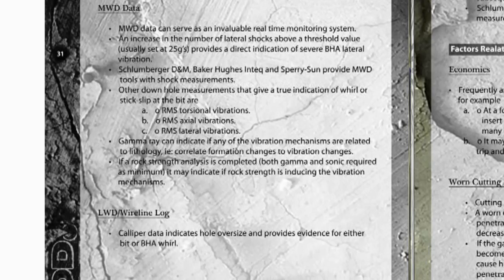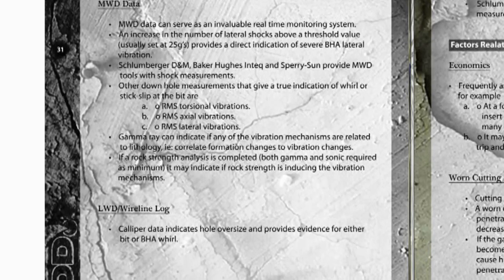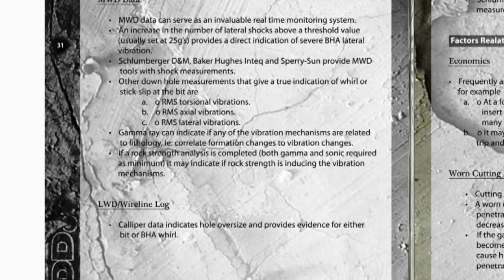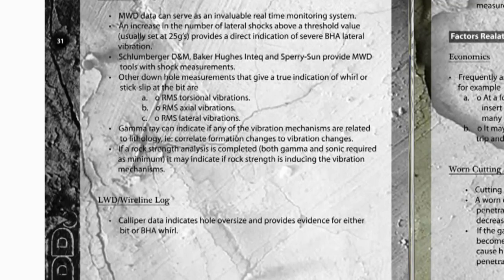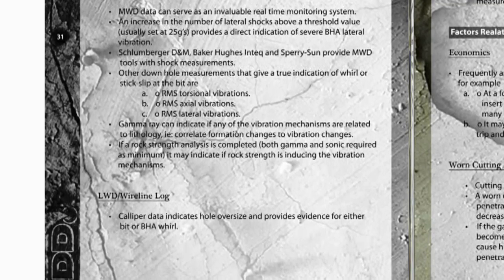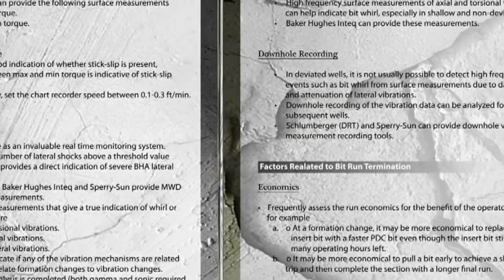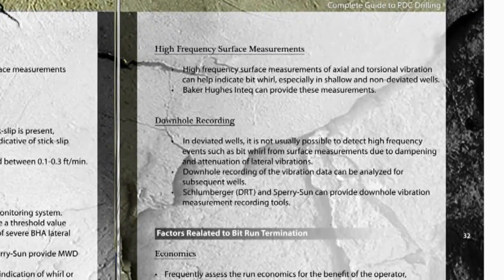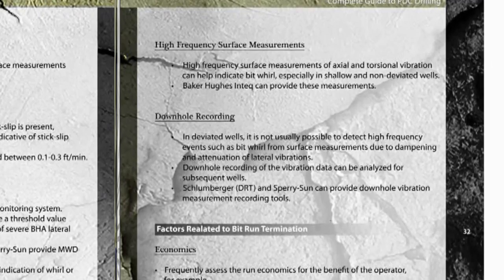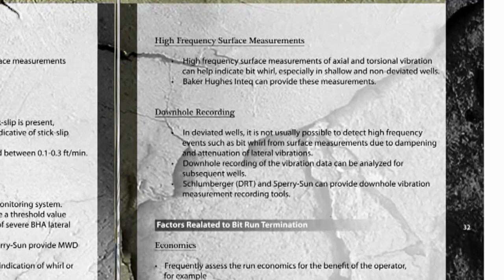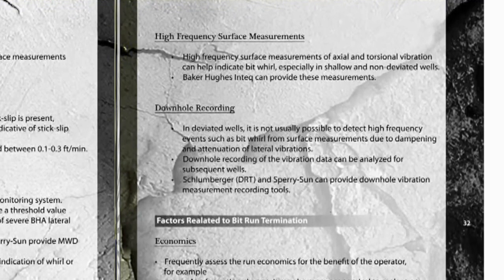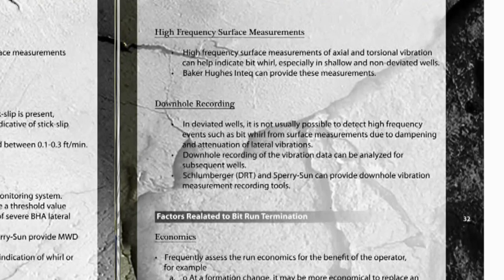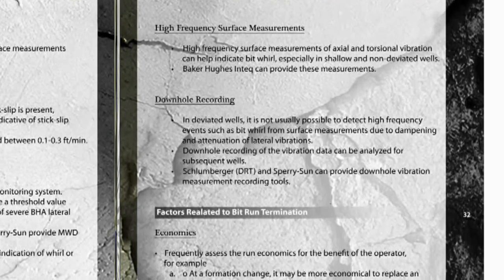LWD or wireline log caliper data indicates hole oversize and provides evidence for either bit or BHA whirl. High-frequency surface measurements of axial and torsional vibration can help indicate bit whirl, especially in shallow and non-deviated wells. Baker Hughes Inteq can provide these measurements.